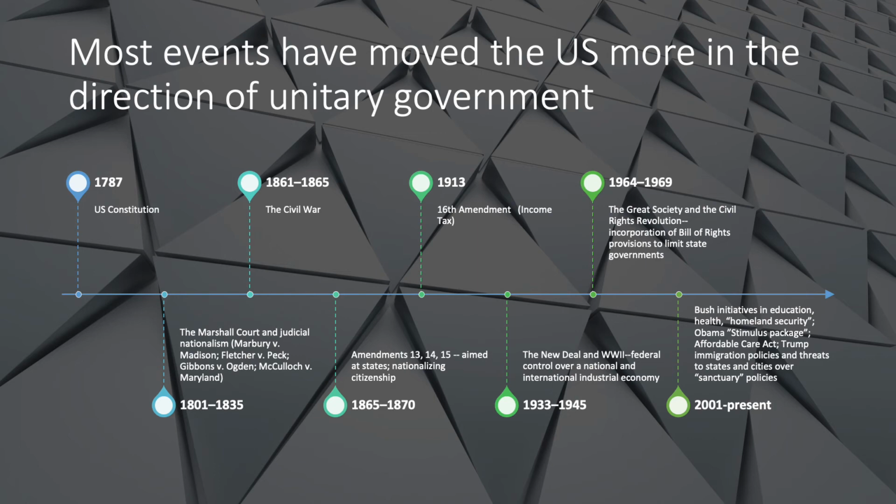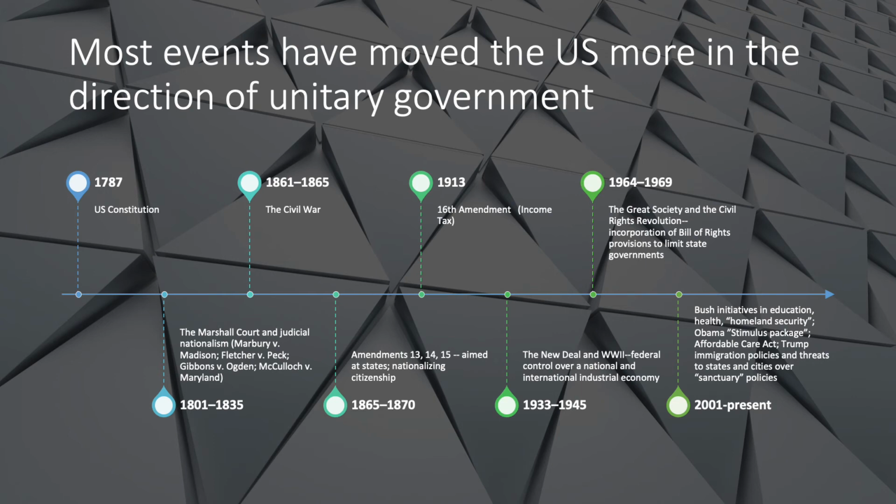Let's take just a moment to look at the big picture. Many things have happened, and I diagram them here, that have moved the U.S. more in the direction of being unitary. But we are not a unitary government. We still have strong state governments. It's just that we've moved from those old Confederation days more and more in the direction of a stronger national government and weaker states. Now, Republicans are pushing back against that.